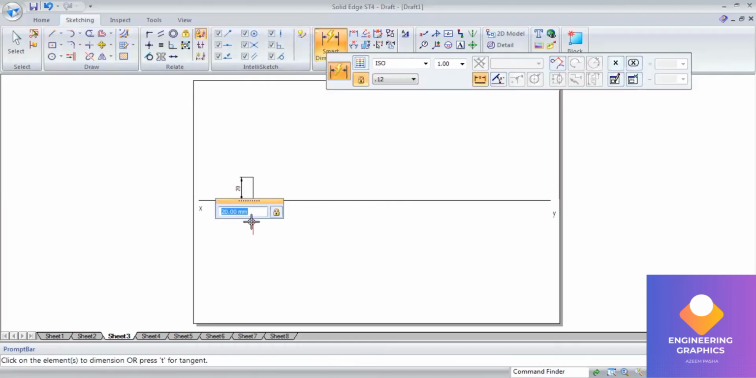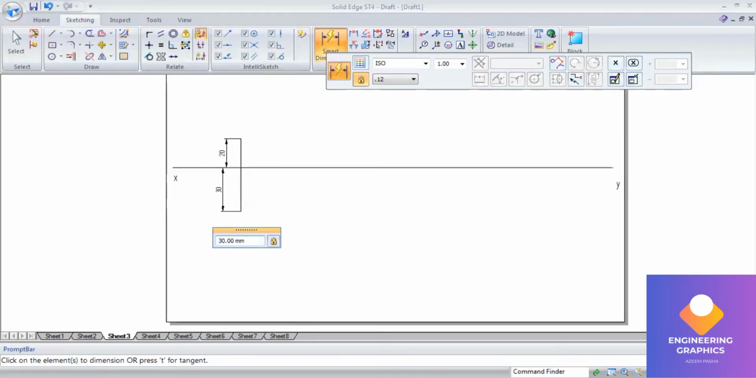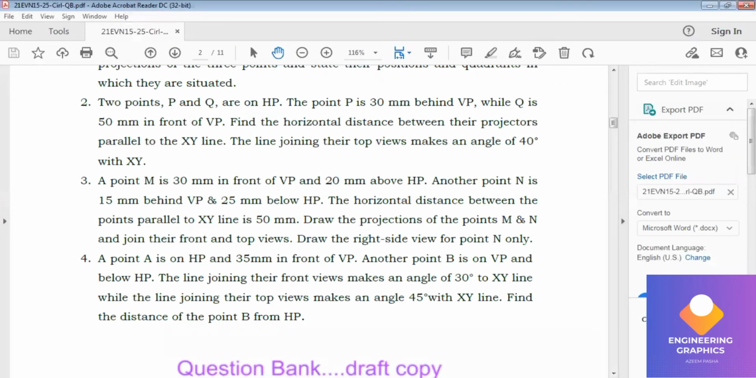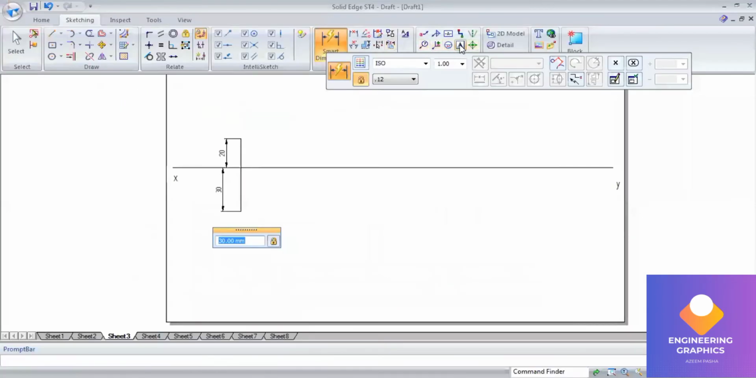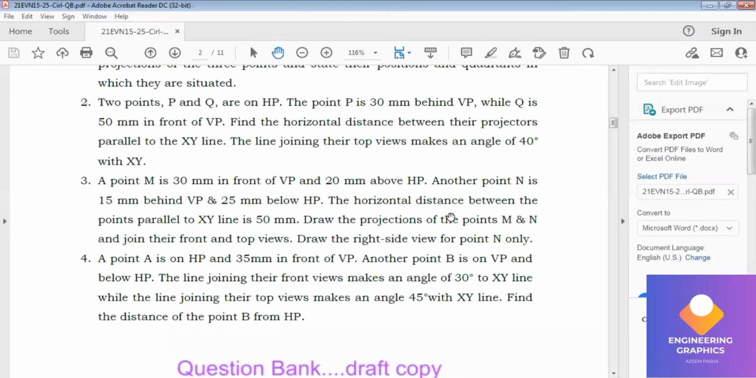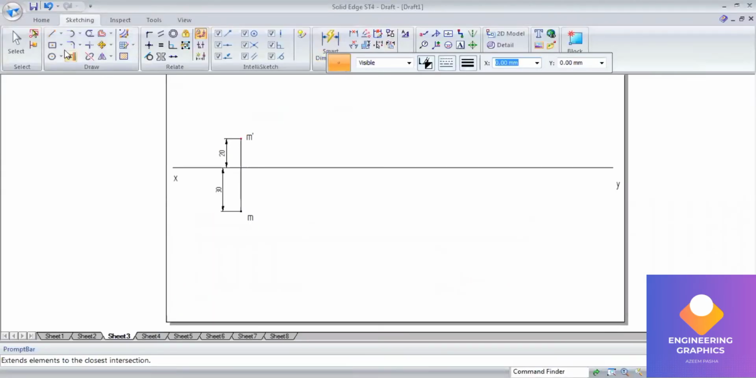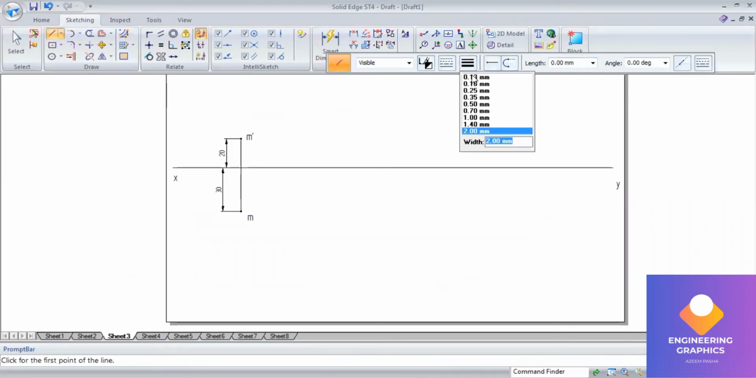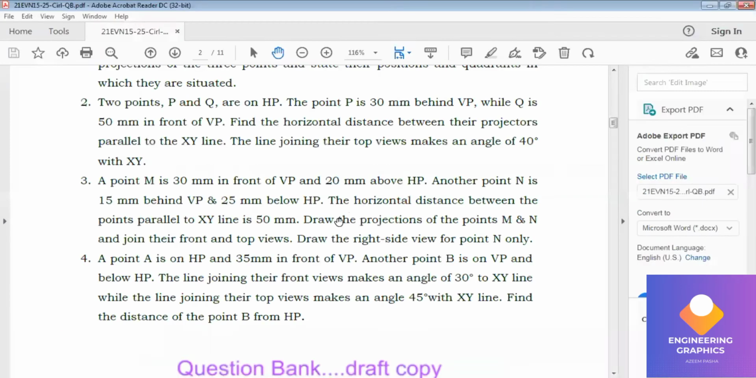You can mention the dimensions. You can mention the views here. This is M dash and this is M. And put a point by taking thickness 2 mm. Now the horizontal distance between the points parallel to XY is 50. So here, parallel to the XY line, I will be drawing a line from this M point for a distance of 50 mm. So that's the distance given between the end projectors.